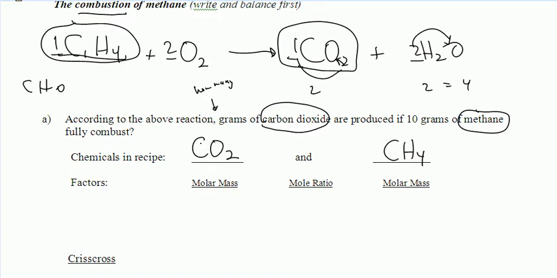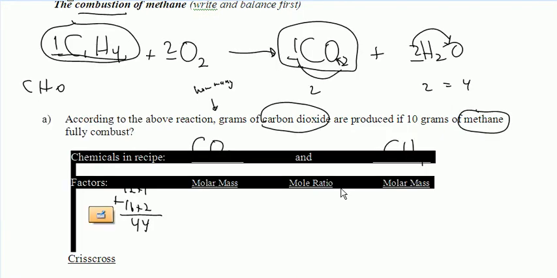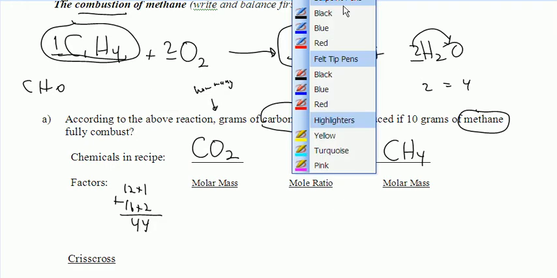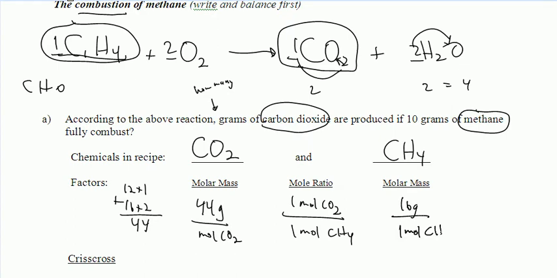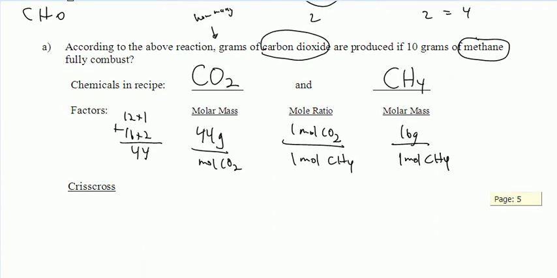The molar mass of carbon dioxide would be 12 times 1 plus 16 times 2. That's going to be 44 grams per every mole of CO2. The mole ratio, in this case, is a cool one. It's 1 to 1, 1 mole of CO2 for every 1 mole of CH4. 16 grams per every 1 mole of CH4. We're good to go. Let's set up the problem.